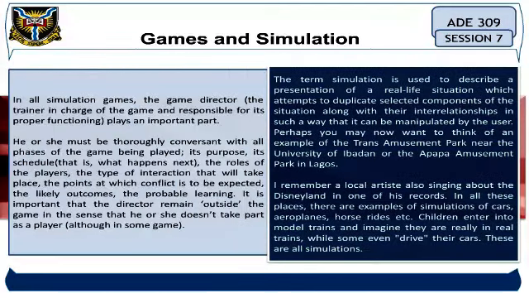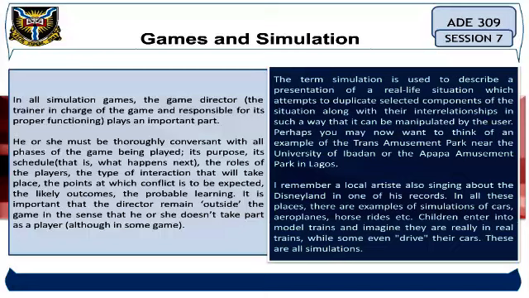In all simulation games, the game director, the trainer in charge of the game and responsible for its proper functioning, plays an important part. He or she must be thoroughly conversant with all phases of the game being played: its purpose, its schedule, that is, what happens next, the roles of the players, the type of interaction that will take place, the point at which conflict is to be expected, the likely outcomes, and the probable learning. It is important that the director remain outside the game, in the sense that he or she doesn't take part as a player, although in some games.